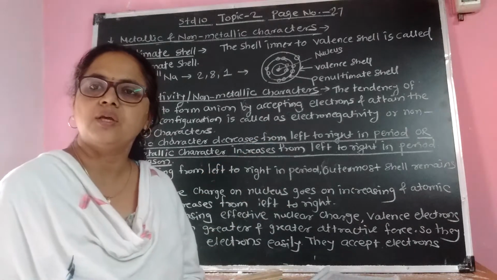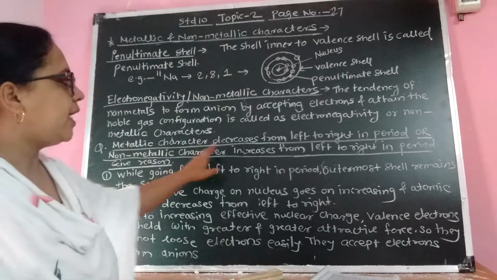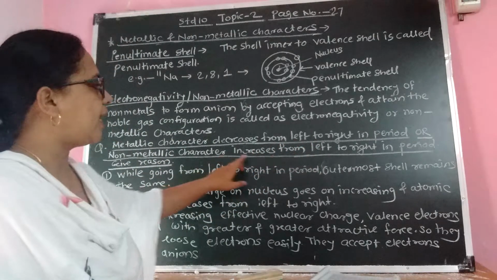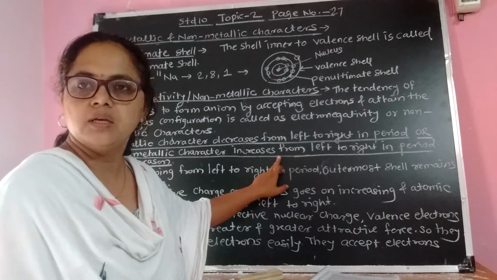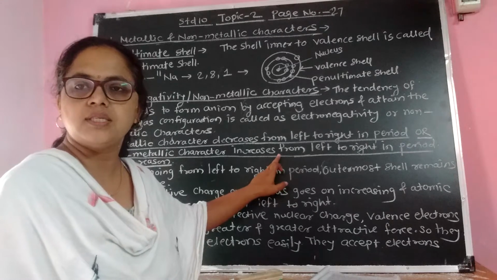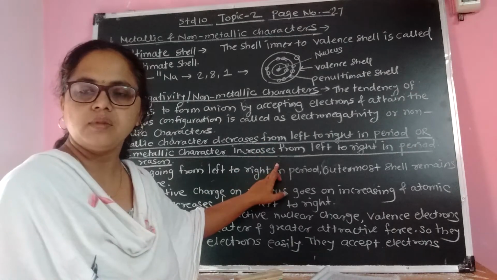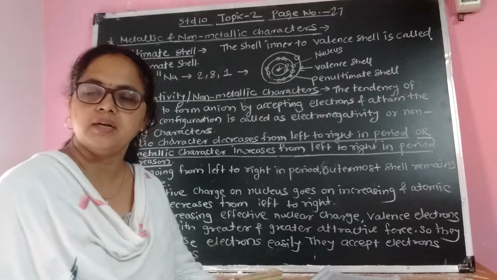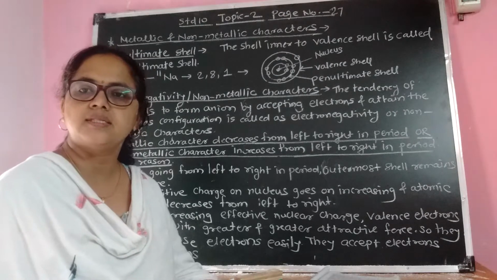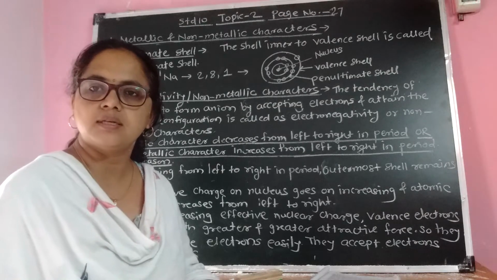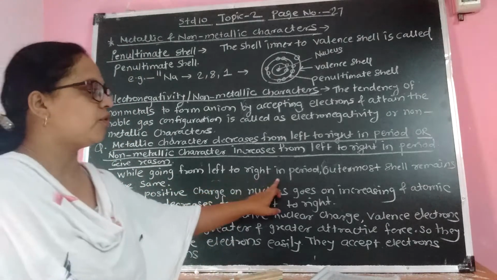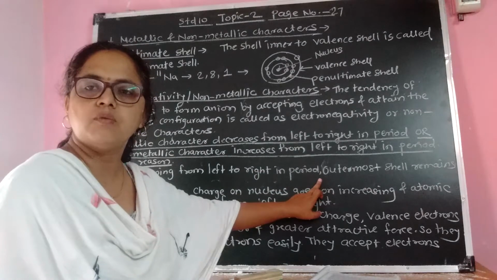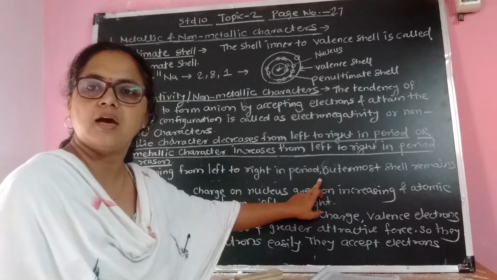One question is asked in your exercise. Metallic character decreases from left to right in a period, or non-metallic character increases from left to right in a period. Give the scientific reason. You can see here, these two statements are the same. Metallic character decreases from left to right in a period. That is, non-metallic character increases from left to right in a period. Then what is the reason? While going from left to right in a period, the outermost shell remains the same. That is, the outermost shell of all the elements present in the period is the same.